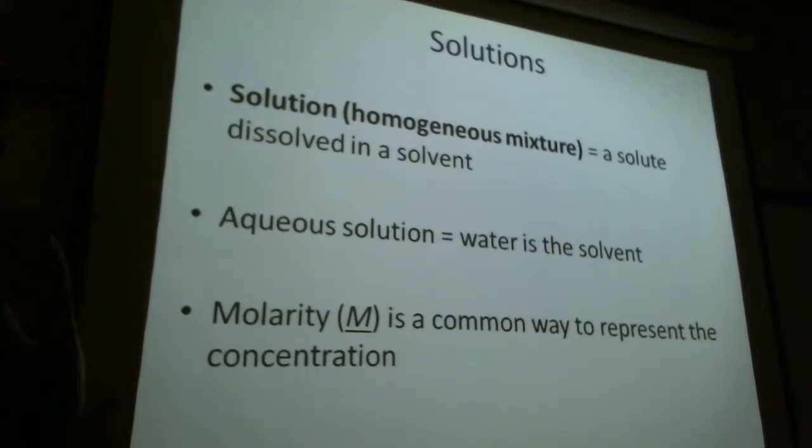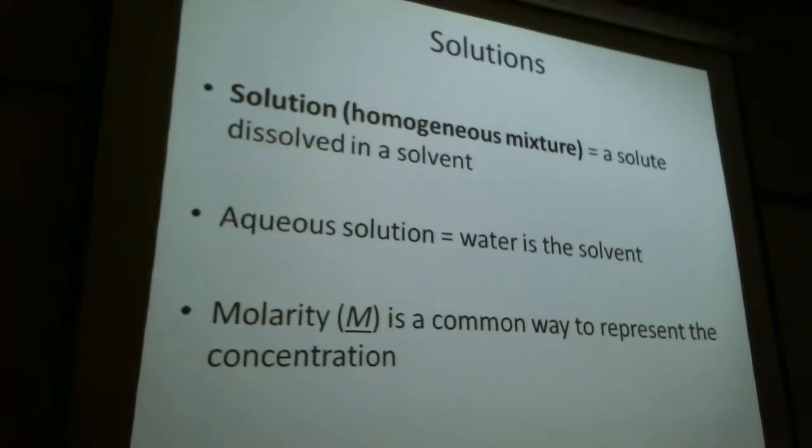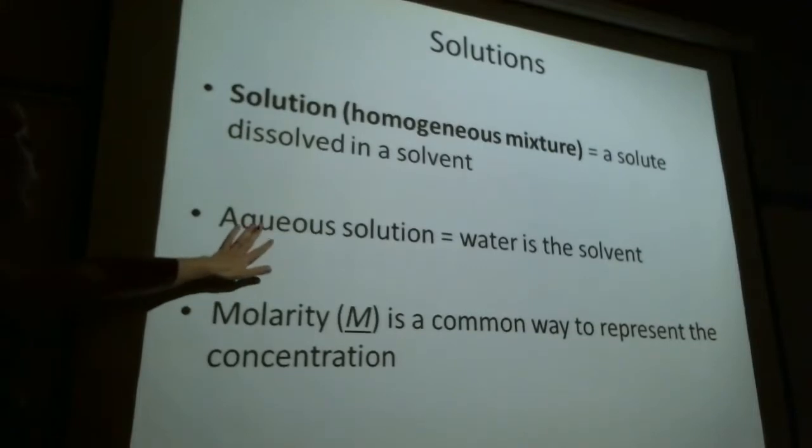As I mentioned on Monday when we were classifying matter, a solution is just another word for a homogeneous mixture, which means that it's evenly distributed throughout. And we prepare a solution by dissolving a solute in a solvent. Right now I've got water. If I take a scoop of Gatorade mix and dump it in there and stir it up, the solute would be the mix, the solvent would be the water. And we have a special type of solution. When water is the solvent, we call that an aqueous solution.